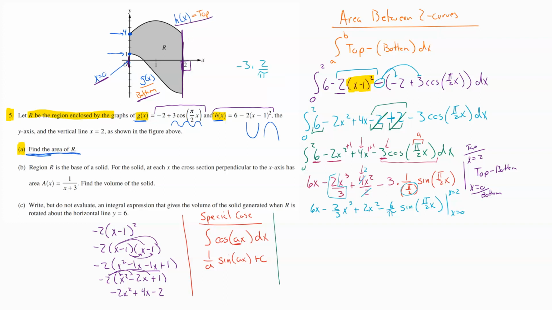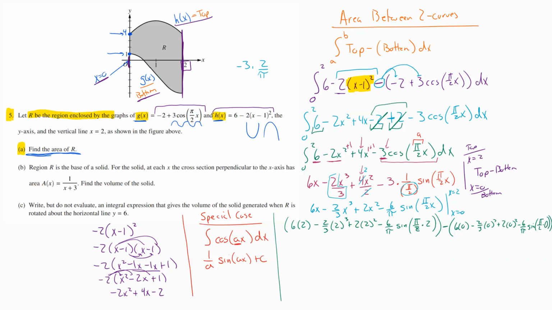We're going to plug in our top value first. So plugging in the top value for 2 everywhere I see an x. Start with a parentheses because it's all this math. So 6 times 2 minus 2/3 times 2 to the third plus 2 times 2 squared minus 6 over pi times the sine of pi over 2 times 2. That's the first chunk. Subtract off the bottom plugged in. So 6 times 0 minus 2 over 3 times 0 to the third plus 2 times 0 squared minus 6 over pi times the sine of pi over 2 times 0.